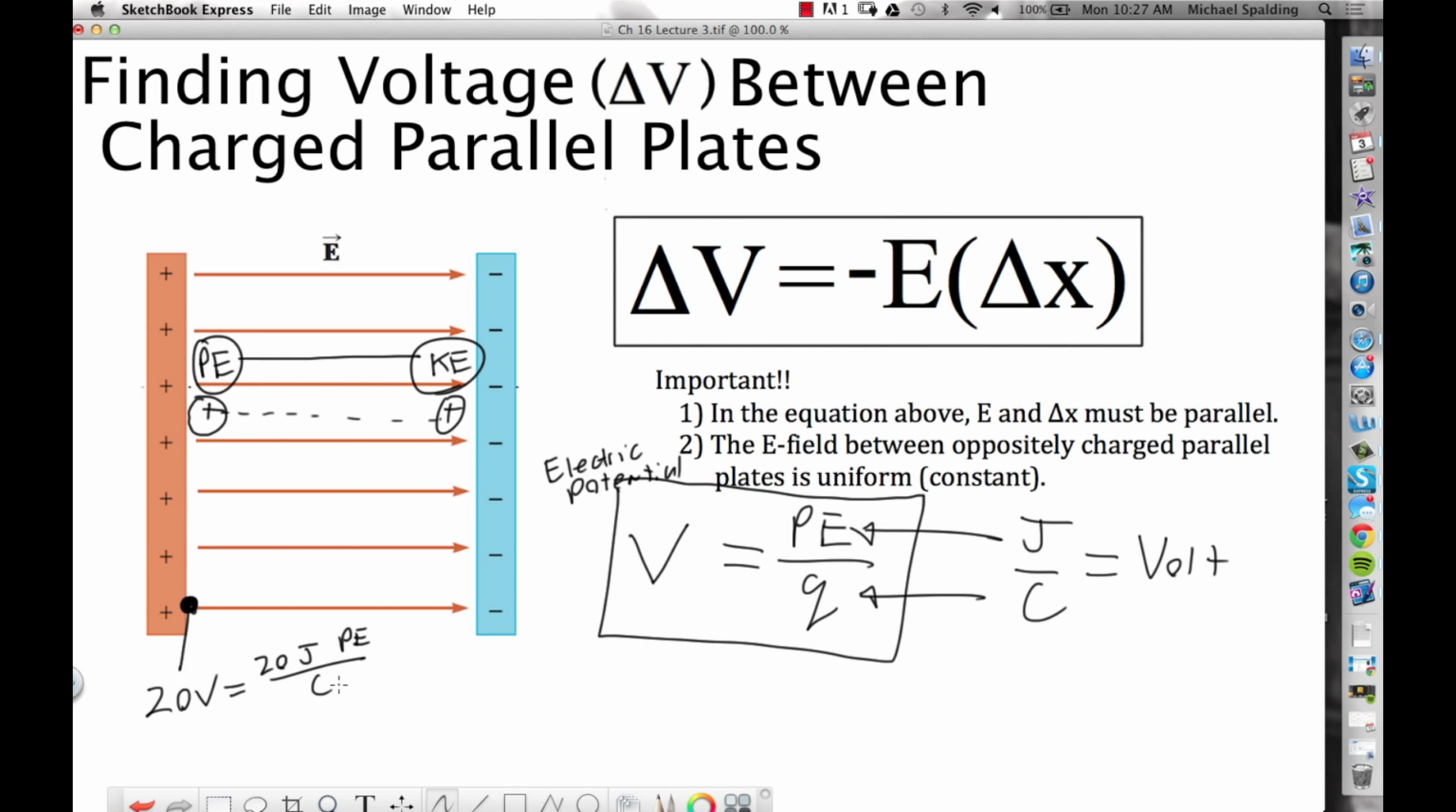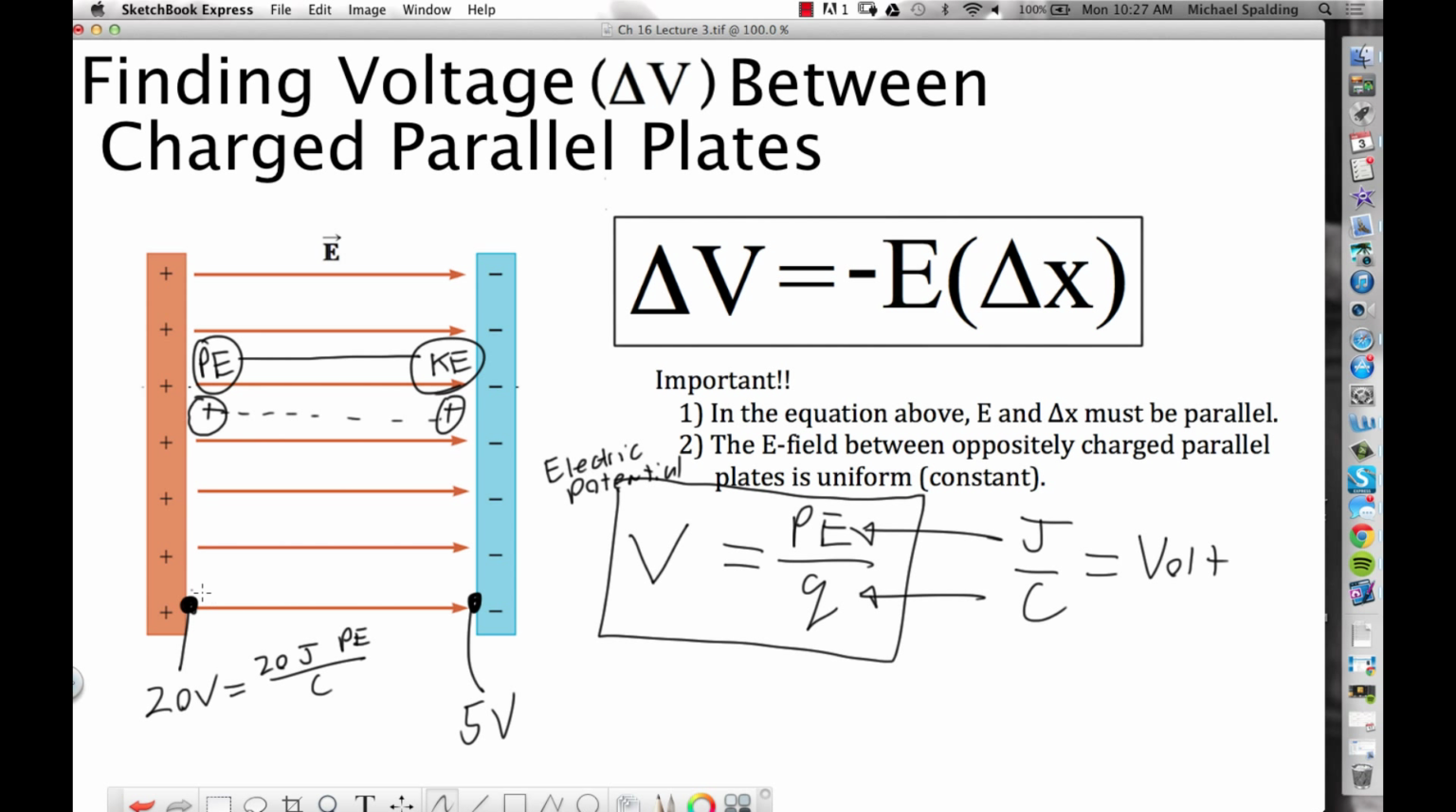Now, do you care? Is it helpful to know what the electric potential is at a single point? Not really. Knowing that the positive plate is at 20 volts, you're not going to be able to do much with that. The thing that's going to be important is knowing the difference in potential between 2 points. So say, for example, the negative plate right here is at 5 volts. What would 5 volts mean? That means 5 joules of potential energy per coulomb.